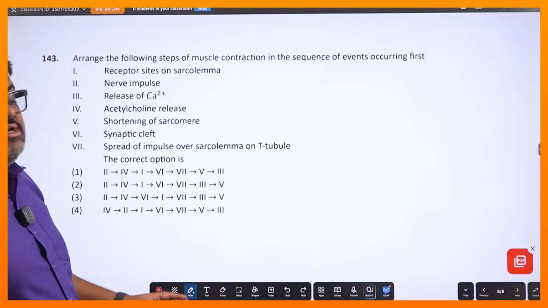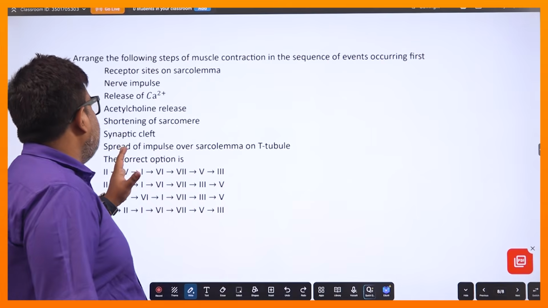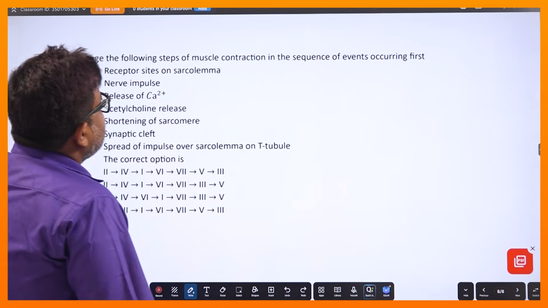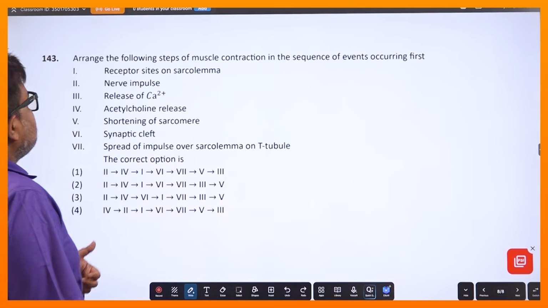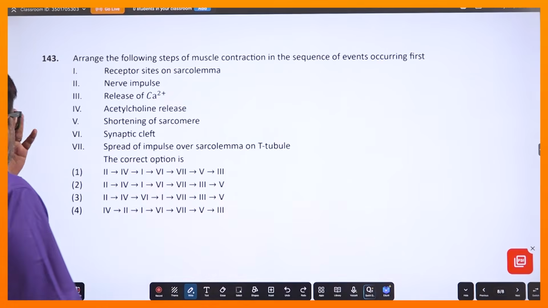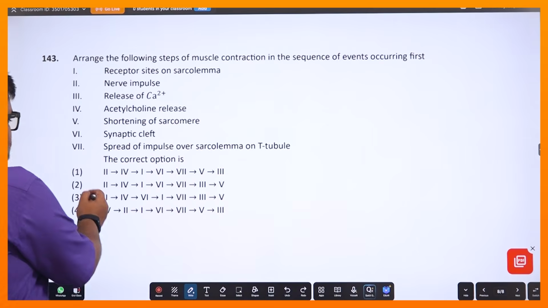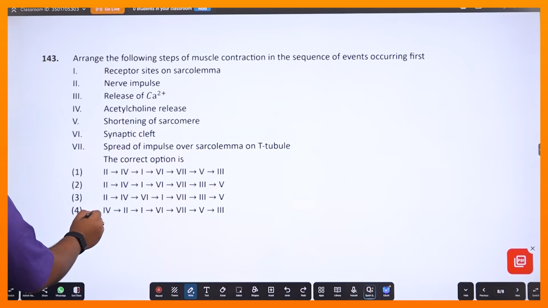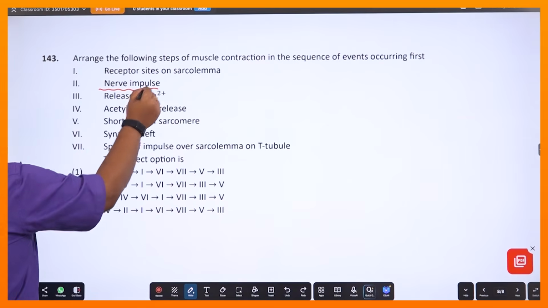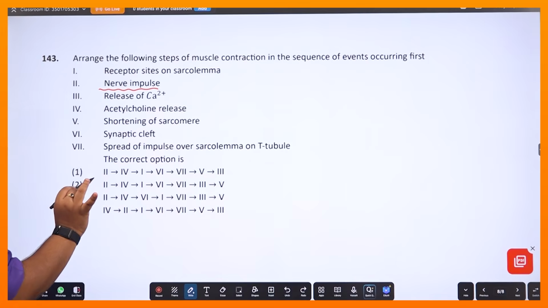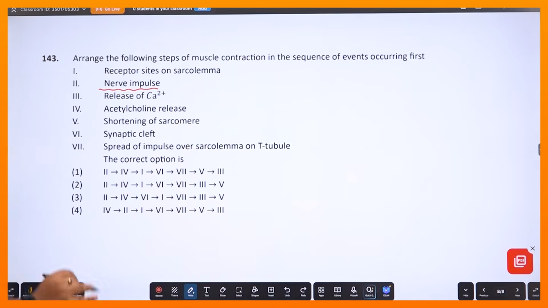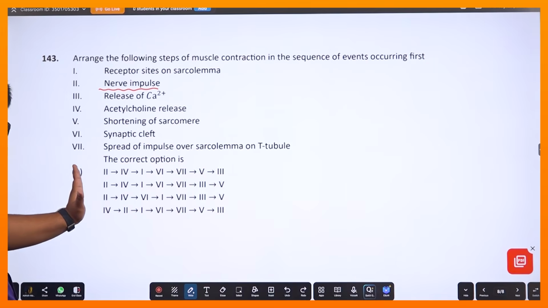এই কোয়েশ্চেন গুলো কিন্তু নিটে এখন ভীষণ করে দেয়, সেটা হচ্ছে অ্যারেঞ্জ দ্য ফলোইং স্টেপস অফ মাসেল কন্ট্রাকশন ইন দ্য সিকোয়েন্স অফ ইভেন্ট অকারিং ফার্স্ট। এবার দেখ মোস্ট অফ দ্য অপশনে যেহেতু 2 দিয়ে শুরু হচ্ছে, 2টাই নার্ভ ইম্পালস, মানে আমাকে দেখে নিতে হবে, পরিষ্কার কথা, ঠিক আছে। এবার দেখ তারপরে সবকটাতে 2 এর পরে 4 আছে, তাই না?